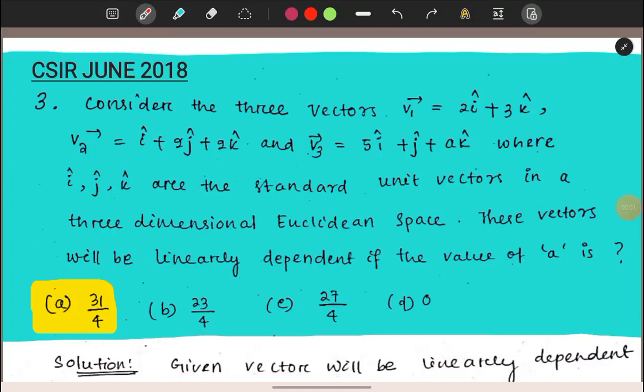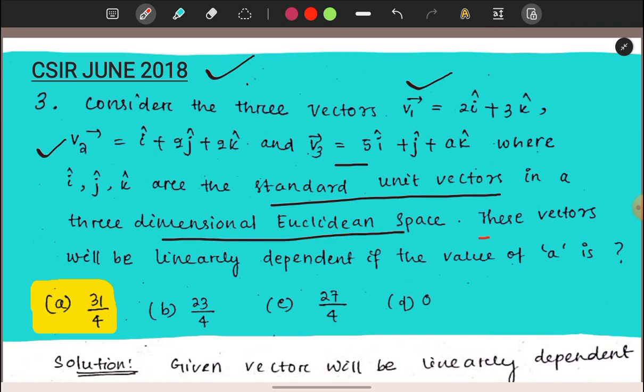Hello everyone, we are going to discuss number 3 question of CSIR June 2018. The question is given: consider three vectors v1 equals 2 i cap plus 3 k cap, v2 equals i cap plus 2 j cap plus 2 k cap and v3 equals 5 i cap plus j cap plus a k cap, where i, j, k are the standard unit vectors in a three-dimensional Euclidean space. These vectors will be linearly dependent.